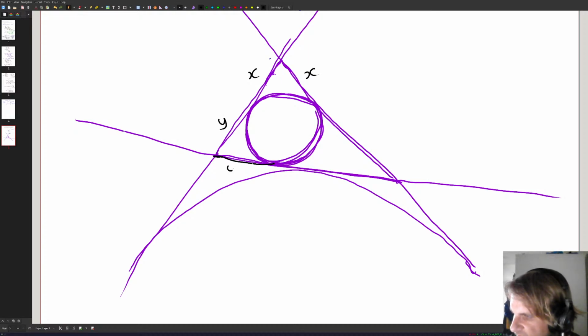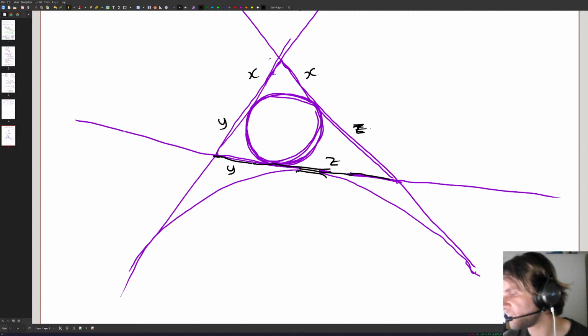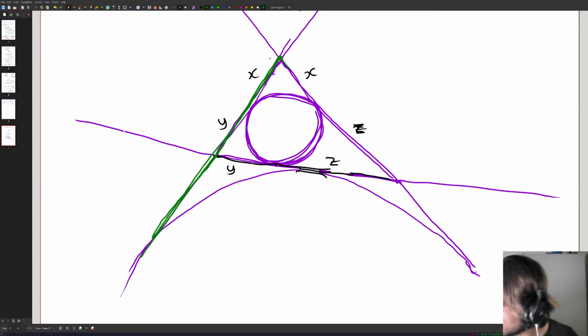If this, then this length is also y. And we also know that if this length is z, this whole length is what I'm calling z, then this is also z. And I know that this whole length that I'm going to highlight in green is equal to this whole length that I'm going to highlight over here, because they are tangents to a circle.